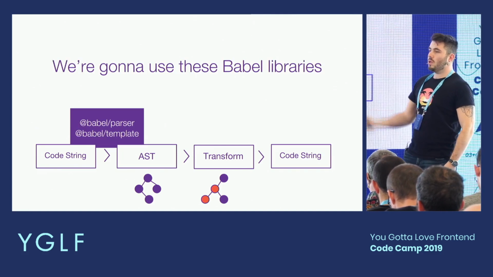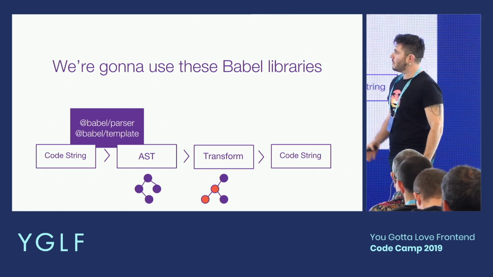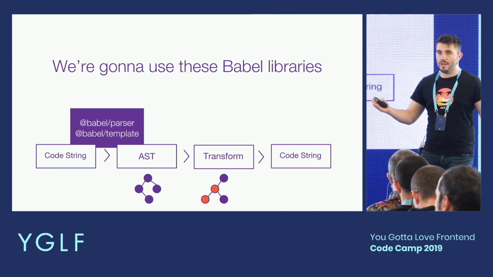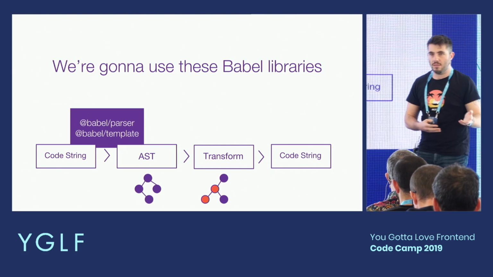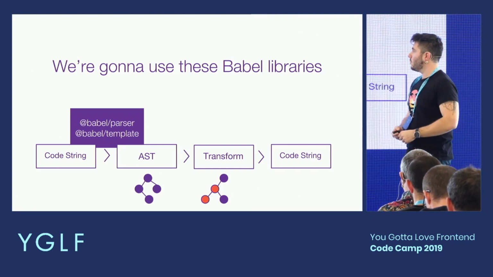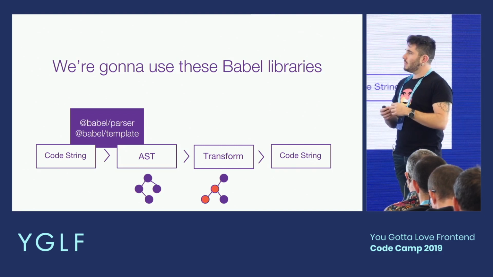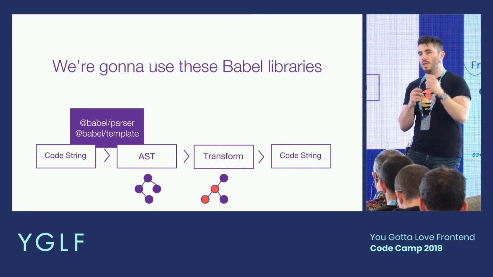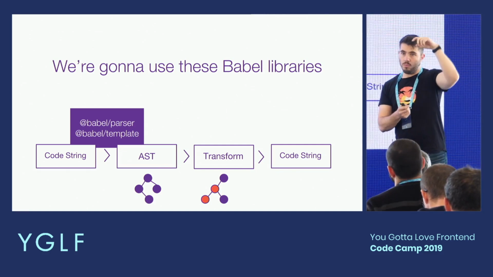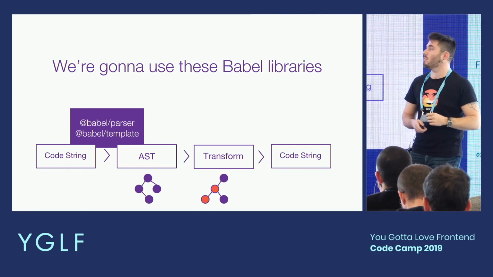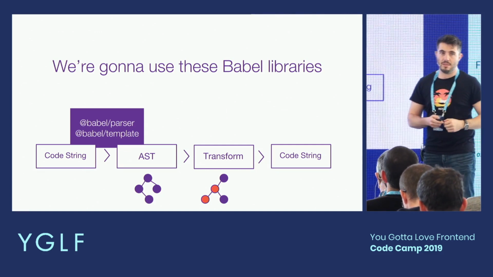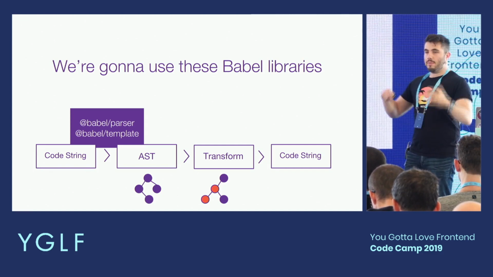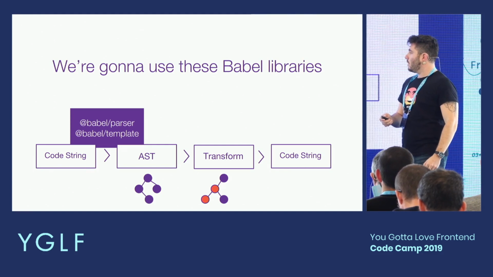The transition between the code and the AST is done by one of these two packages. We will be mostly talking about the first one, called Babel Parser, which does exactly that. It takes a string and returns an AST, a JavaScript object that describes the code. Babel Template is just a nice utility library, which allows you to take a code string with placeholders and then replace those placeholders with AST nodes and get an AST back. Very convenient.